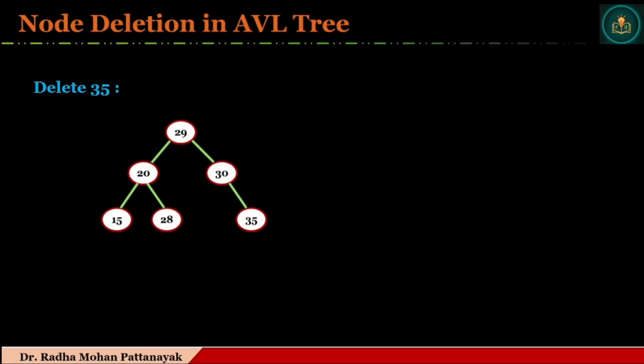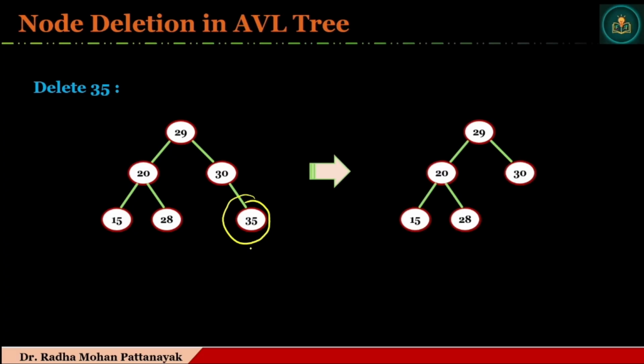Now we will move to delete 35. 35 is a leaf node. So as per the rule, you can delete simply the leaf node. Okay. So I deleted the leaf node 35, and after deletion, this is the figure you can get. Okay. Then find the balance factor of all the nodes. Now you can observe here, the balance factor of all the nodes are within the range -1 to 1. Hence the tree is a balanced tree.